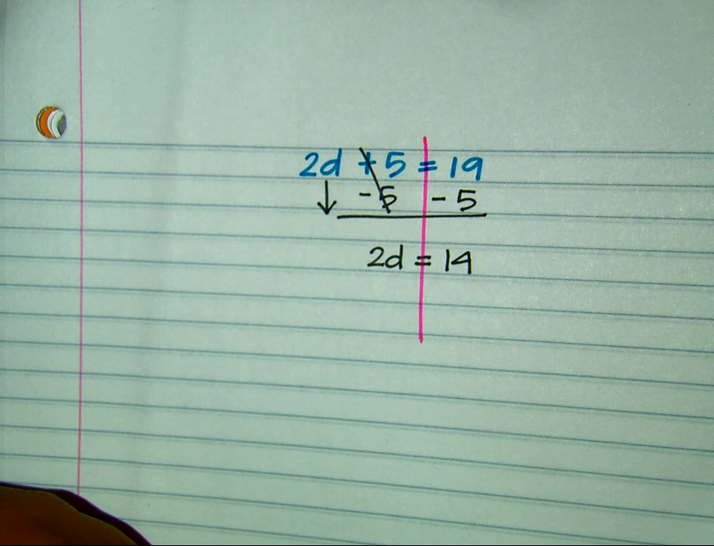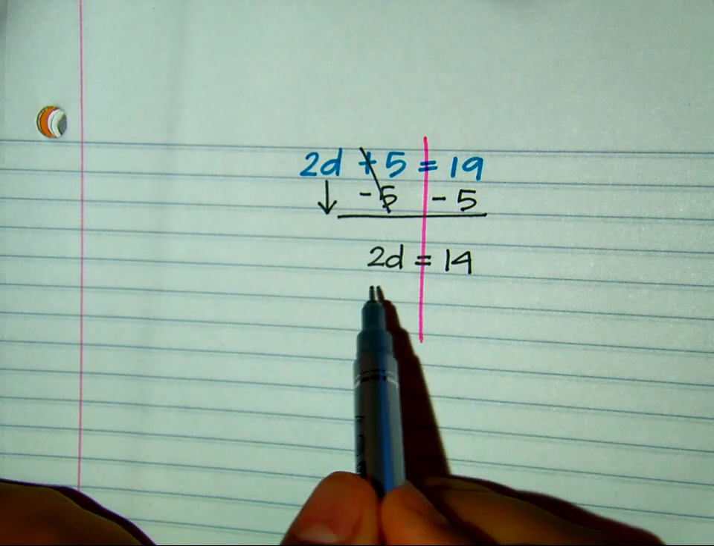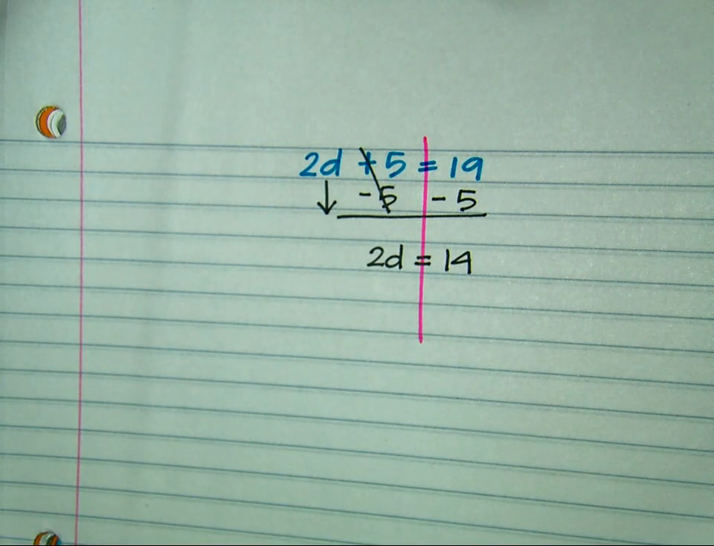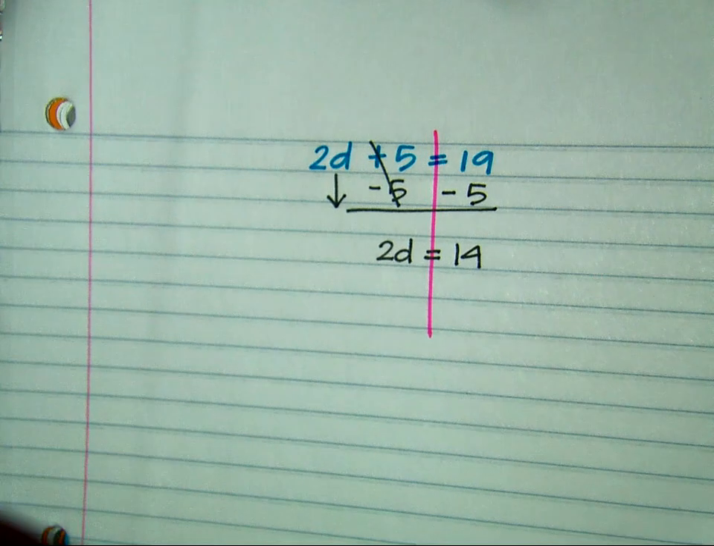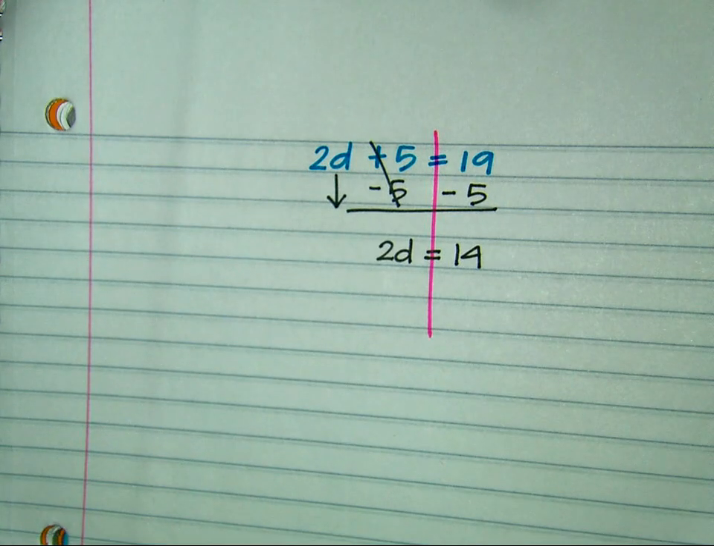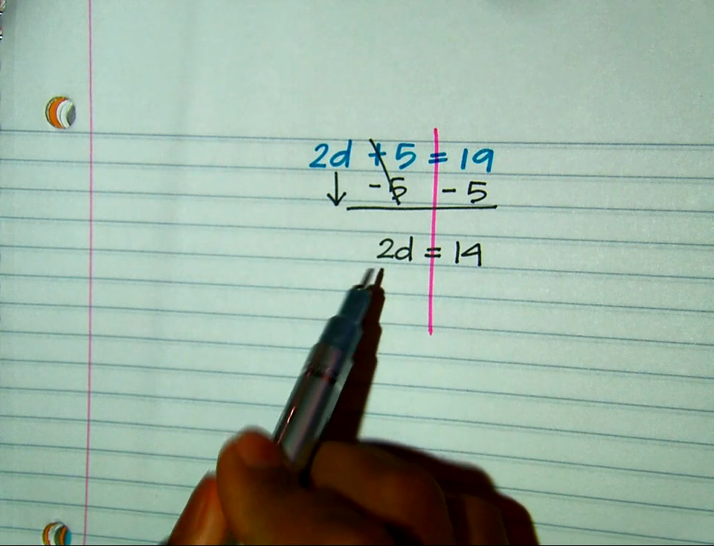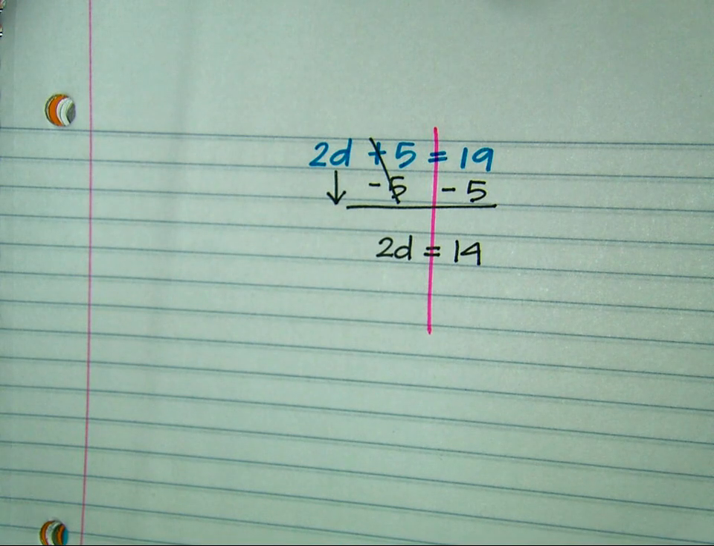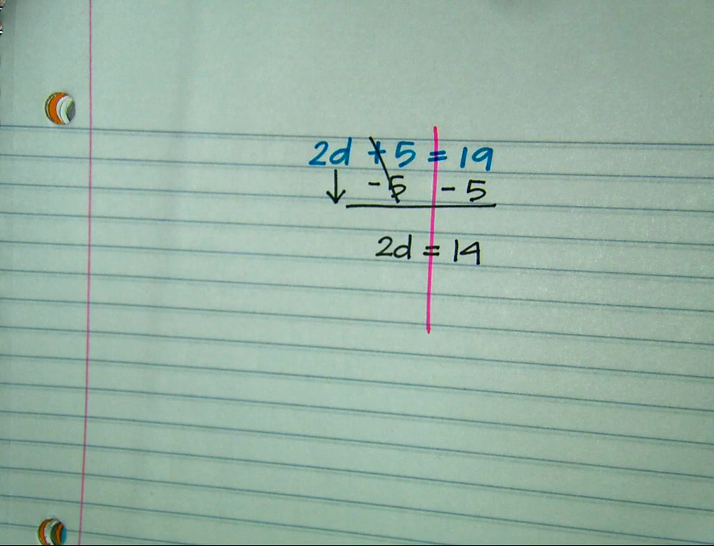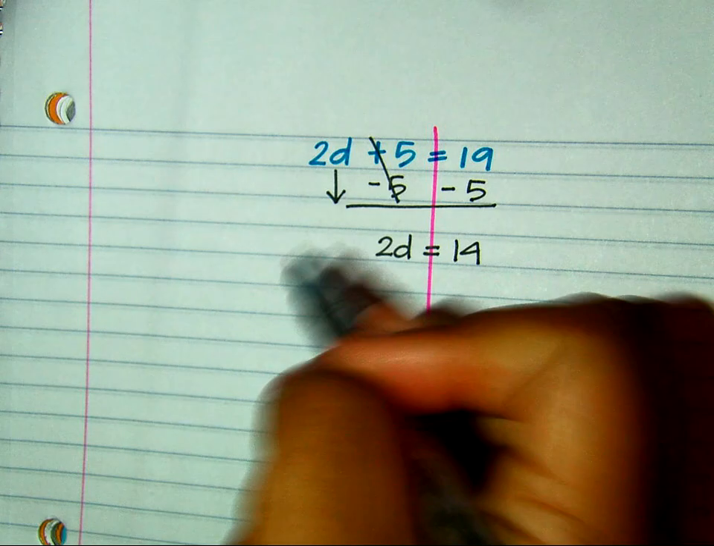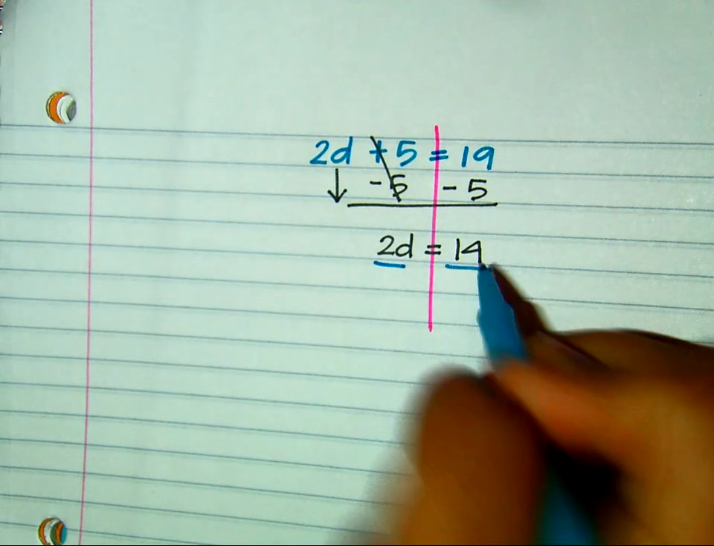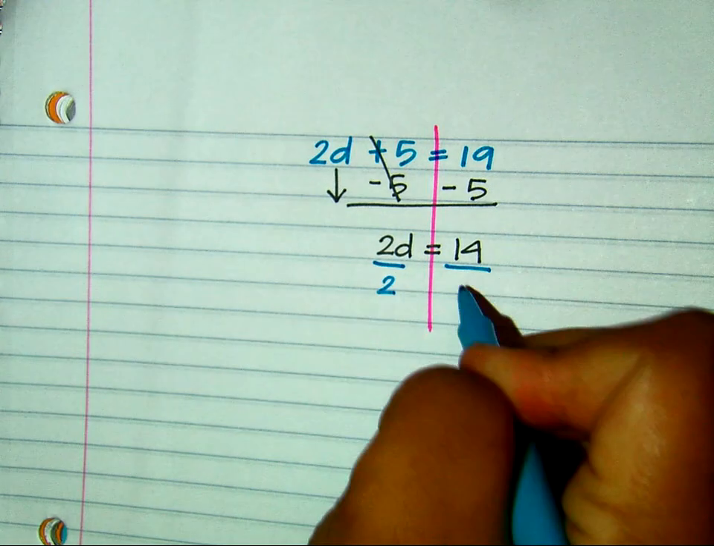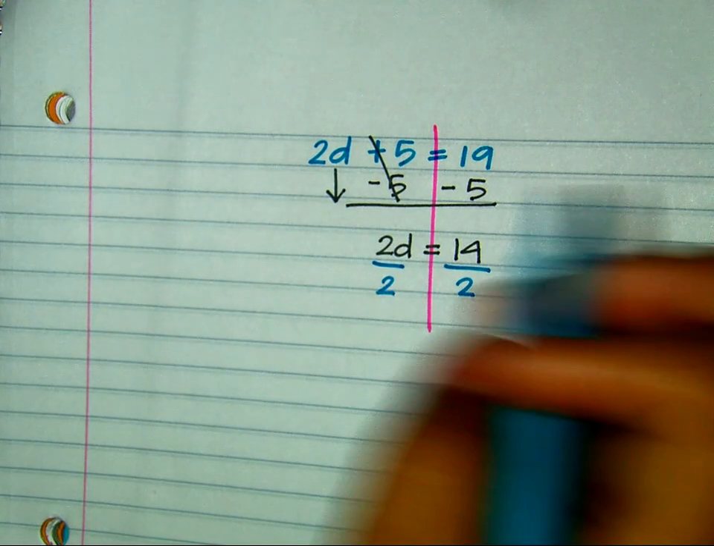So I have to understand and recognize that 2 and D do not have a plus sign in between them. They do not have a minus sign in between them. They do not have a division sign in between them. So whenever you see a number and a variable right next to each other like this, it is called a coefficient, and it is also doing a multiplication. It represents multiplication. So the opposite of multiplication is going to be division. I am going to divide both sides by 2 to get D by itself.